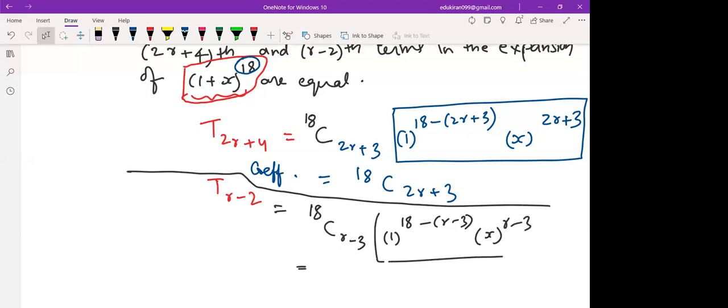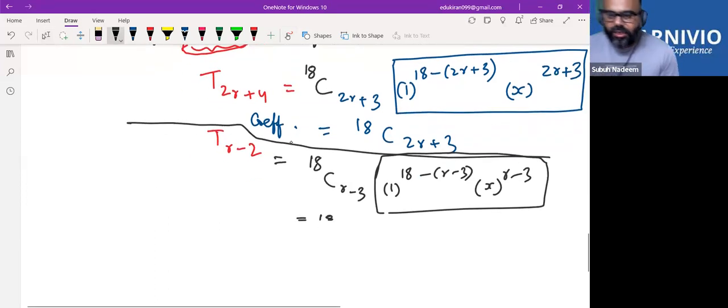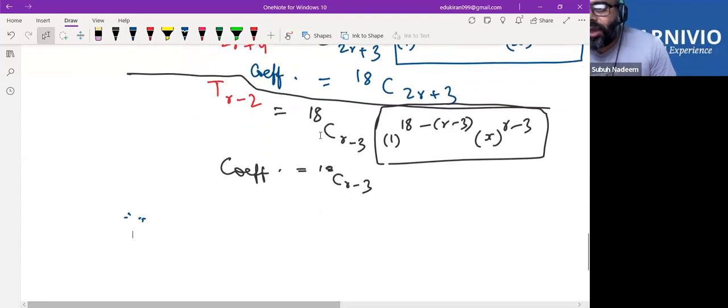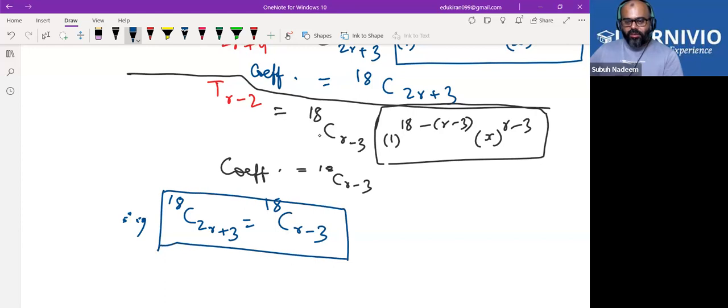Yes, sir. Again, these things we are not interested in because only the coefficient they are asking, and 1 will become 1. So it is 18C r minus 3 is the coefficient. Now both the coefficients are equal. So therefore, we will say that 18C 2r plus 3 is equal to 18C r minus 3. Just you need to solve it and find the value of r.